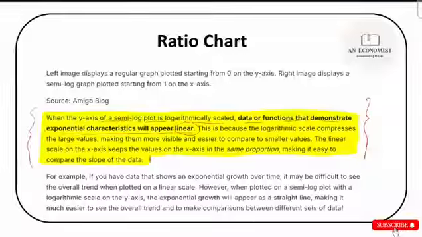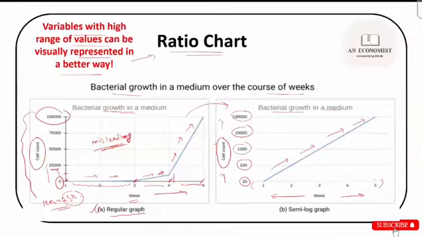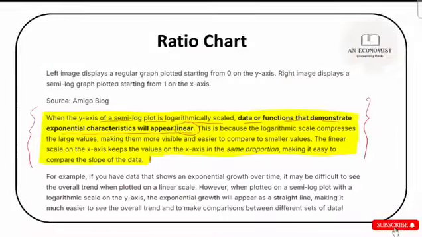Appear to be linear. So that is exactly what you have seen here. If you consider the natural scale, then it is almost like this, and then it grows gradually and significantly from the fourth week onwards. But if you convert the vertical scale to be logarithmic in nature, then you have a smooth linear graph, which is more meaningful for your study. So it basically demonstrates the exponential characteristics to be linear.